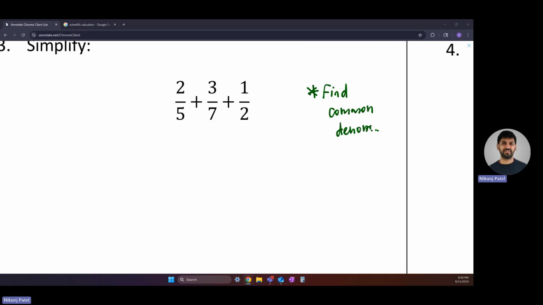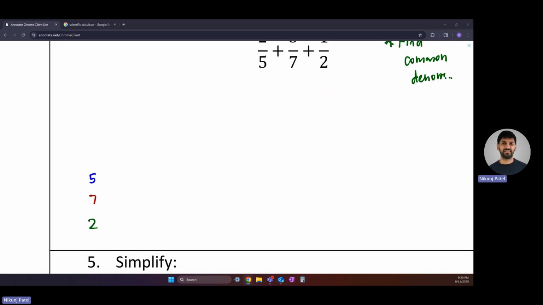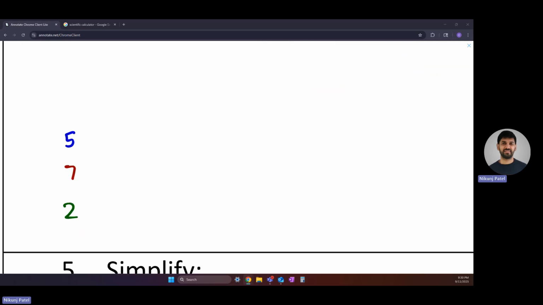Another way that I could suggest, if you're not sure how to find a common denominator, is to list out all the multiples of these three numbers. So over off to the side right here, I'm going to list these three. I'll use a different color for each one: 5, 7, and 2. And we want to determine what the common denominator is here.